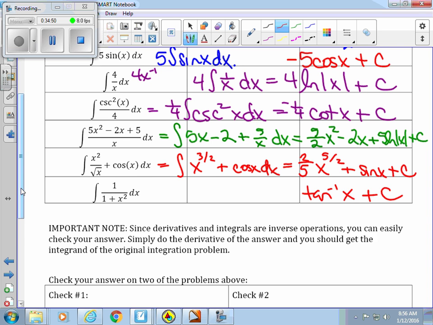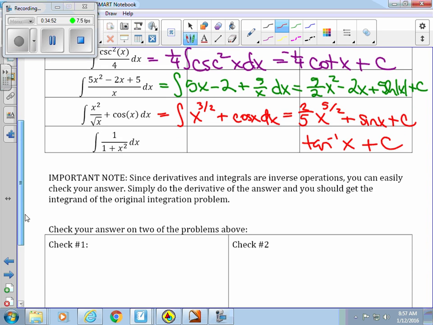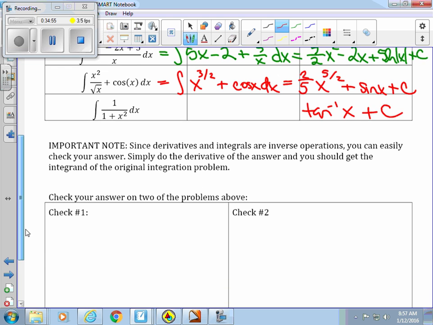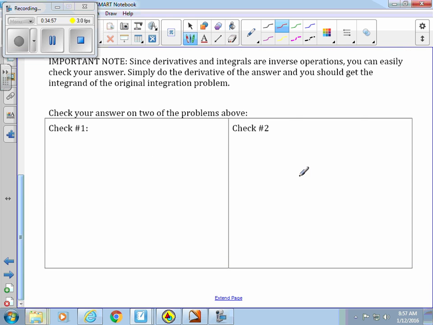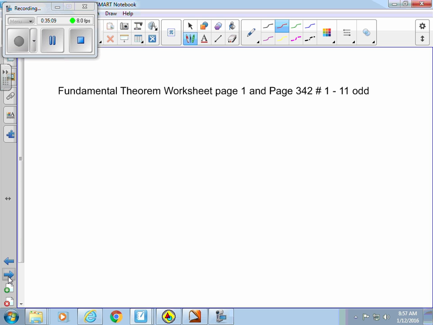I have this down here to talk about, but haven't we been doing this the whole time? Checking them? How do you check them? Take the derivative. Right? If it works out, you did a good job. If it doesn't, try again.